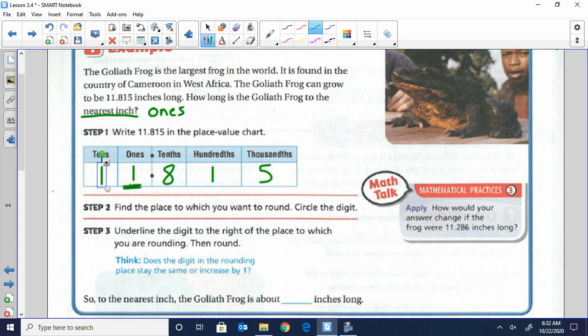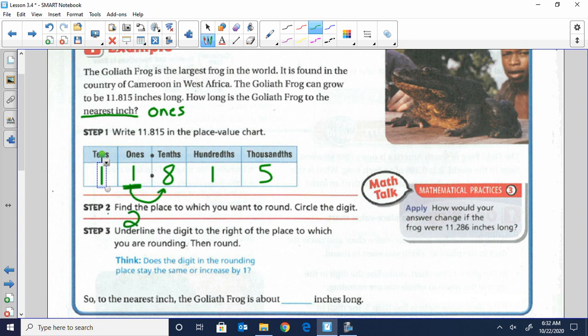We're going to look to the digit to the right, so we're looking to the tenths place. Now again, all we're looking for is whether that number is 5 or bigger, or is that number to the right below 5, a 4, 3, 2, 1, or 0. In this case, it's an 8, so it's bigger than 5. So it's going to tell that 1 to round up to a 2.